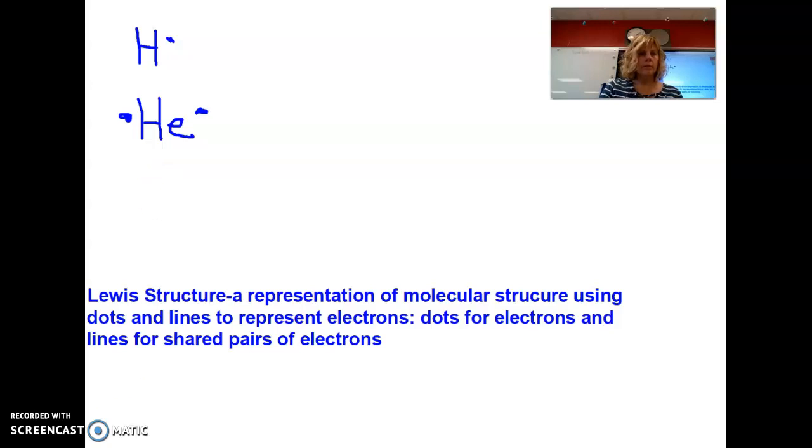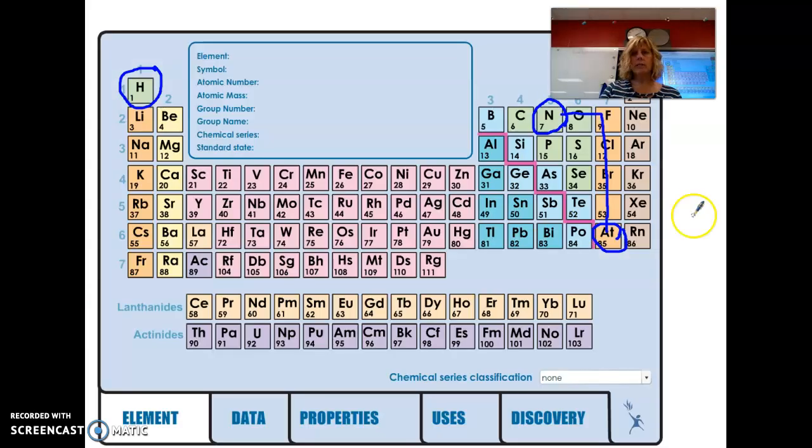Lithium. So first of all, how do I know how many valence electrons things have? These electron dots represent the number of valence electrons. I know we talked about this a little bit. How do we know how many valence electrons things have? Well, it's super simple if you look at the periodic table. Everything in group 1 has 1 valence electron.